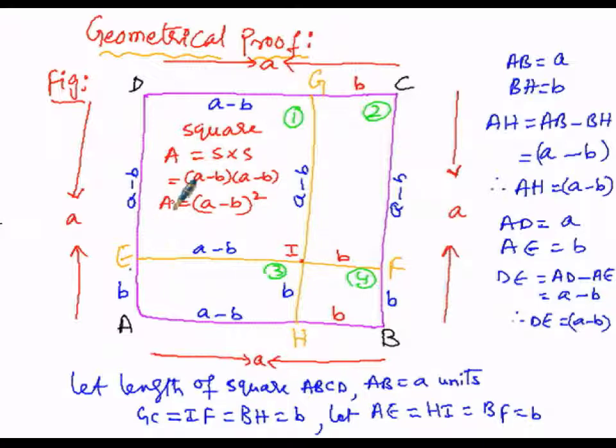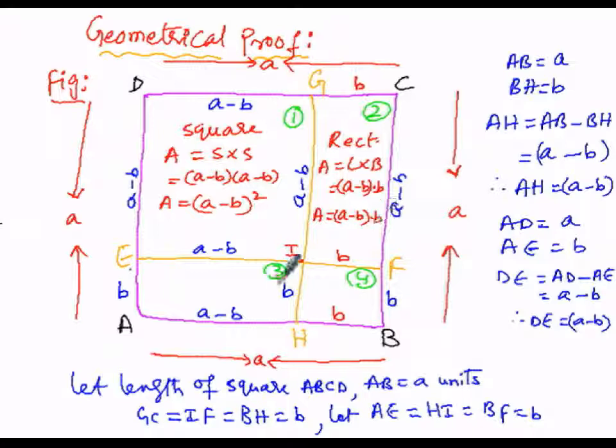The second figure is IFCG. Here the adjacent sides GC and GI are unequal. A minus B is GI and GC is B. They are not equal, so it will be a rectangle. Area of rectangle is length into breadth. So length is A minus B, multiplied with breadth B, so I got the area of the rectangle as A minus B into B.